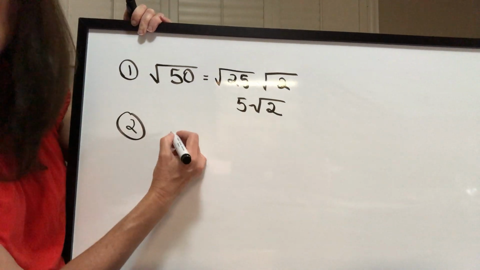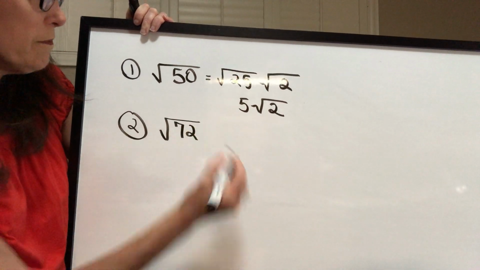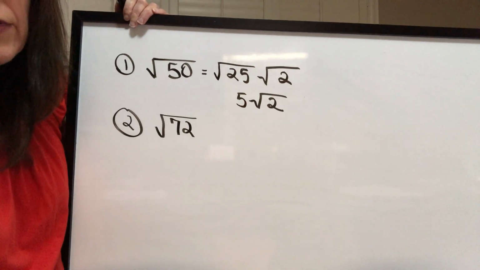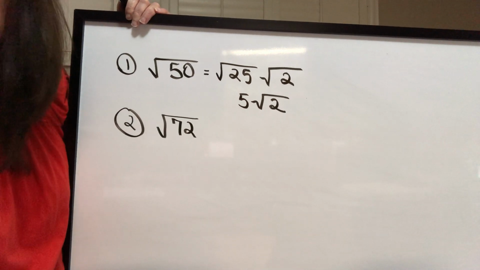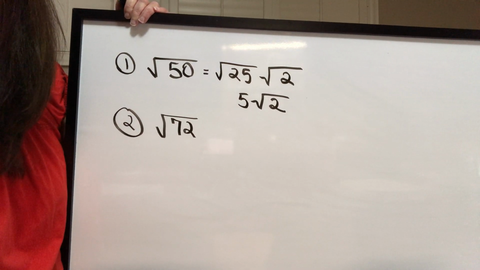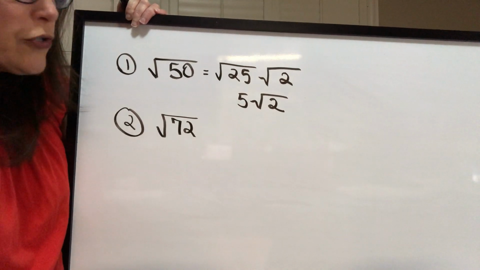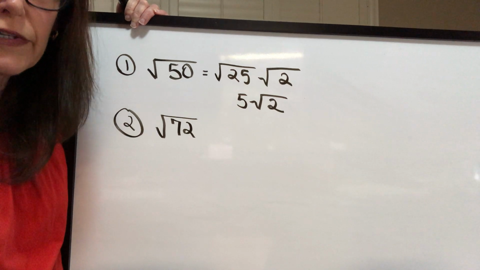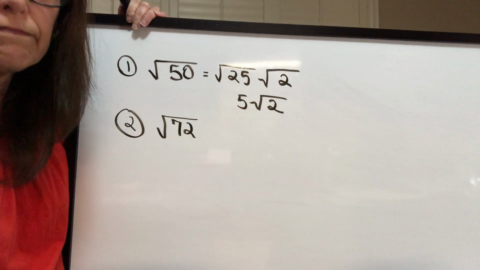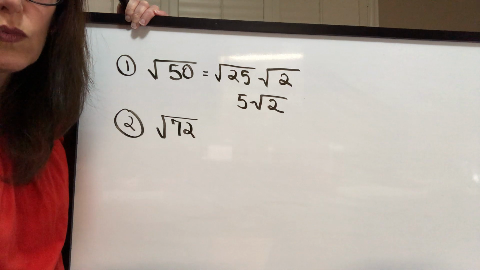So number 2. The question is the square root of 72. This one is not considered simplified because there's a perfect square that divides into 72. So again, refer to your power sheet. It's the first column. You want to look at all those numbers and see what divides into 72. Now this is a little bit tricky because there are 2 numbers that are perfect squares that divide into 72. 9 divides into 72 8 times, and also 36 divides into 72 twice.